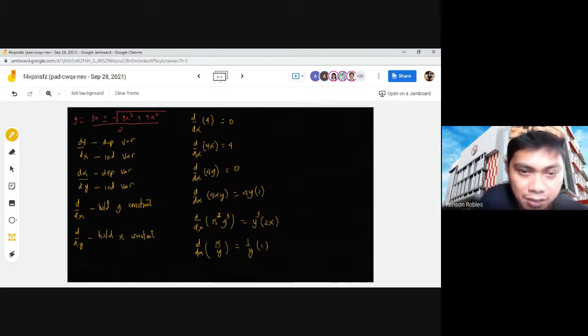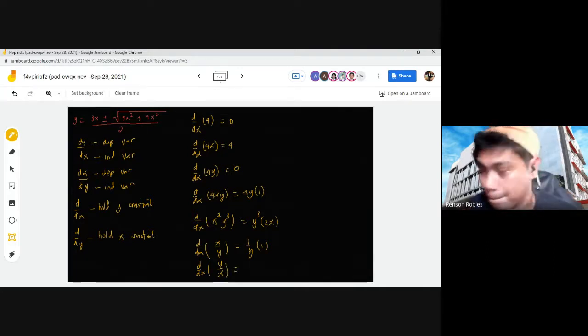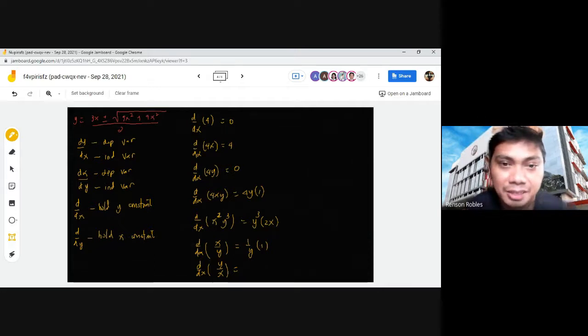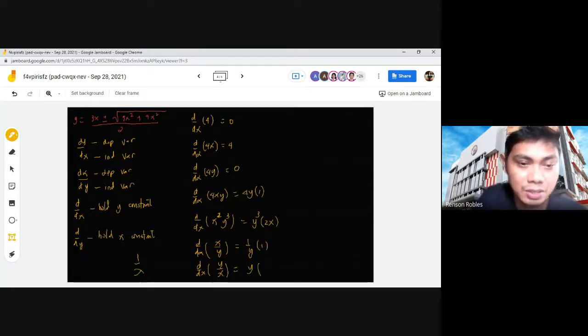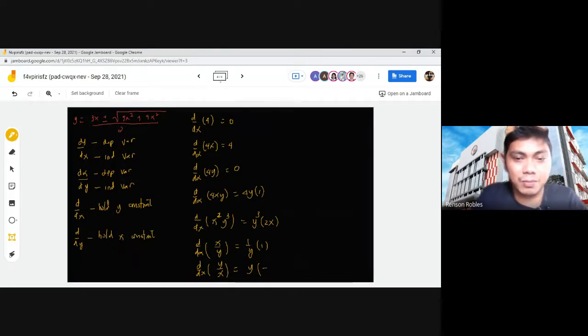Okay? One more. Derivative of y over x in terms of x equals... Which one is constant? Y. So you copy y, then times the derivative of 1 over x. What is the derivative of 1 over x? That's negative 1 over x squared. All right? It's negative 1 over x squared.